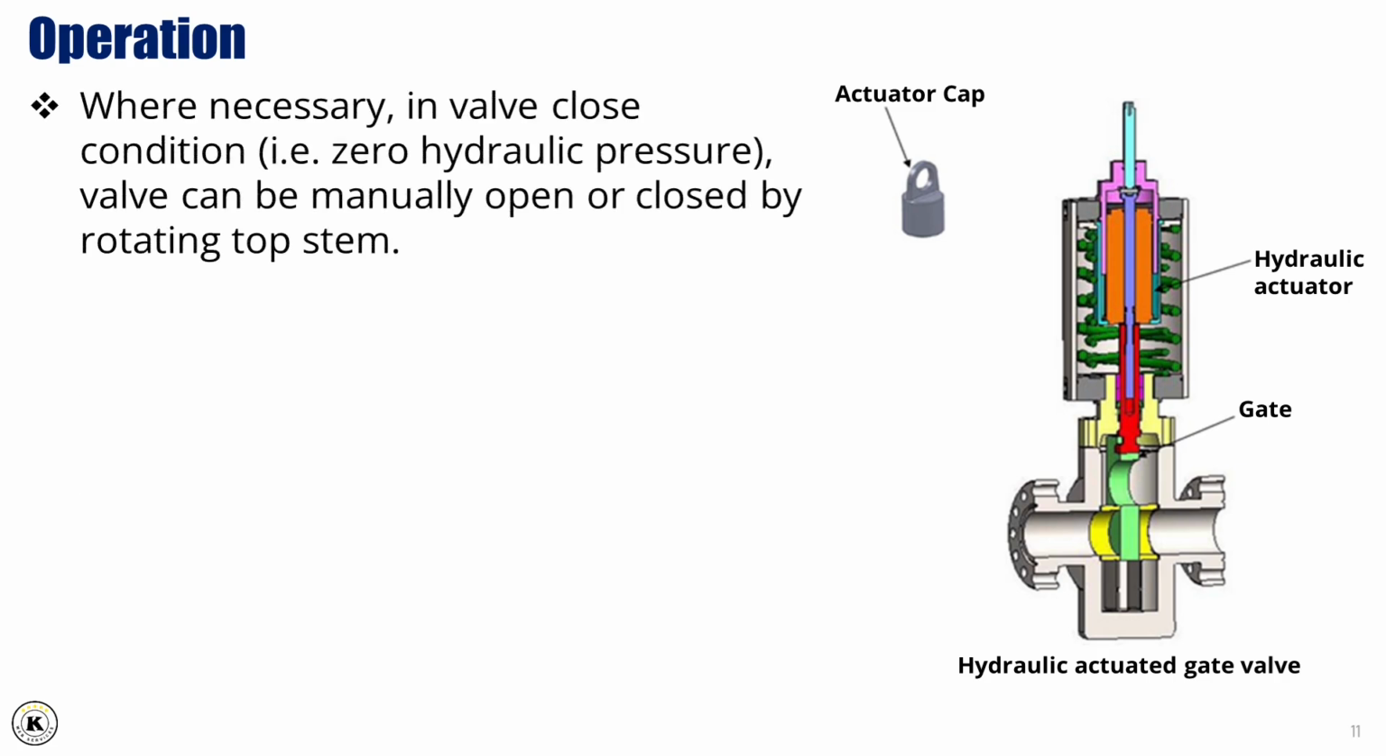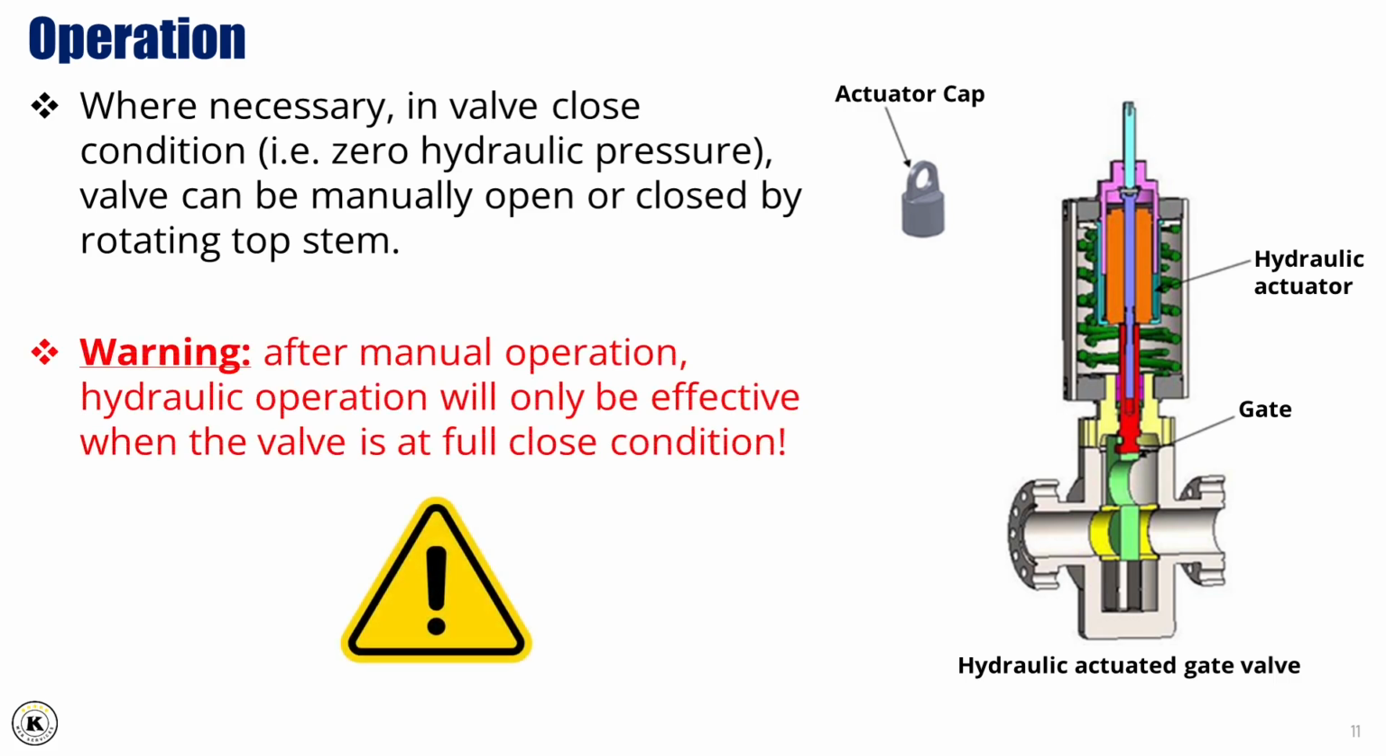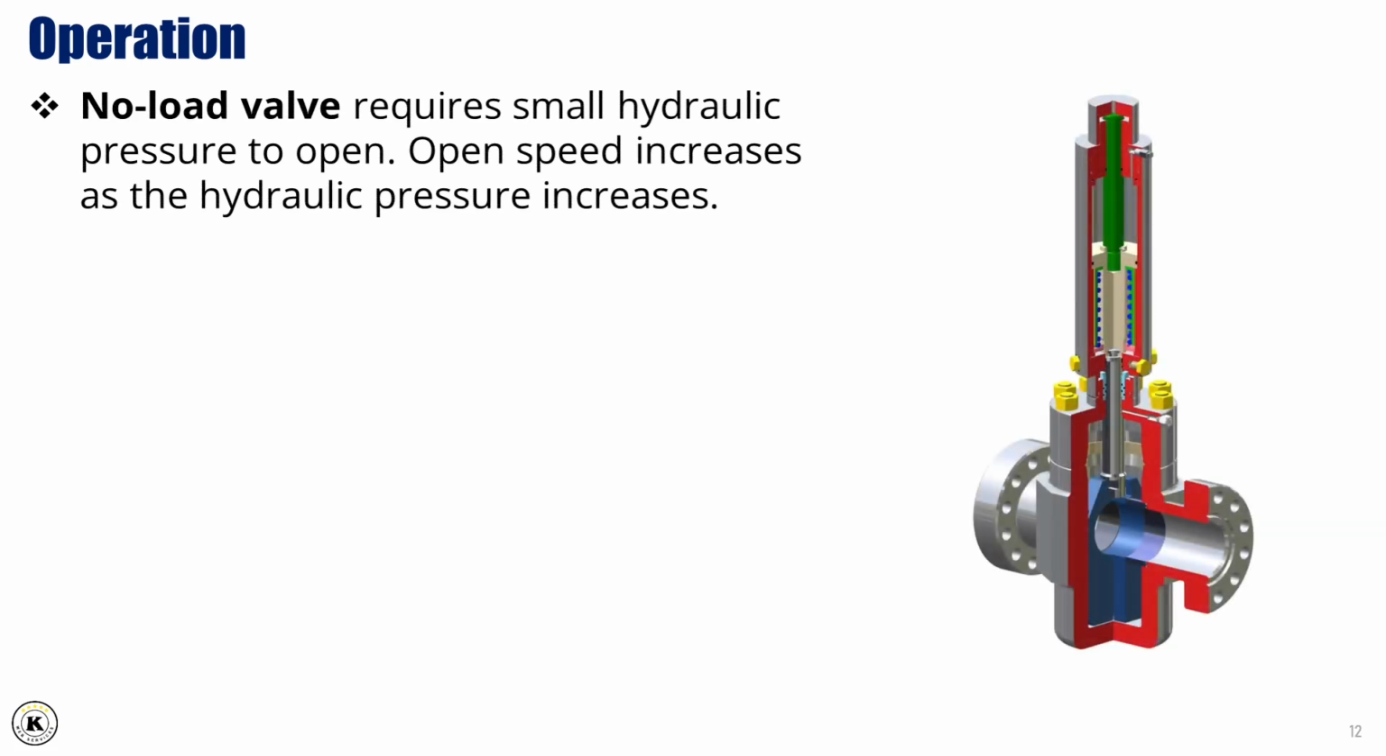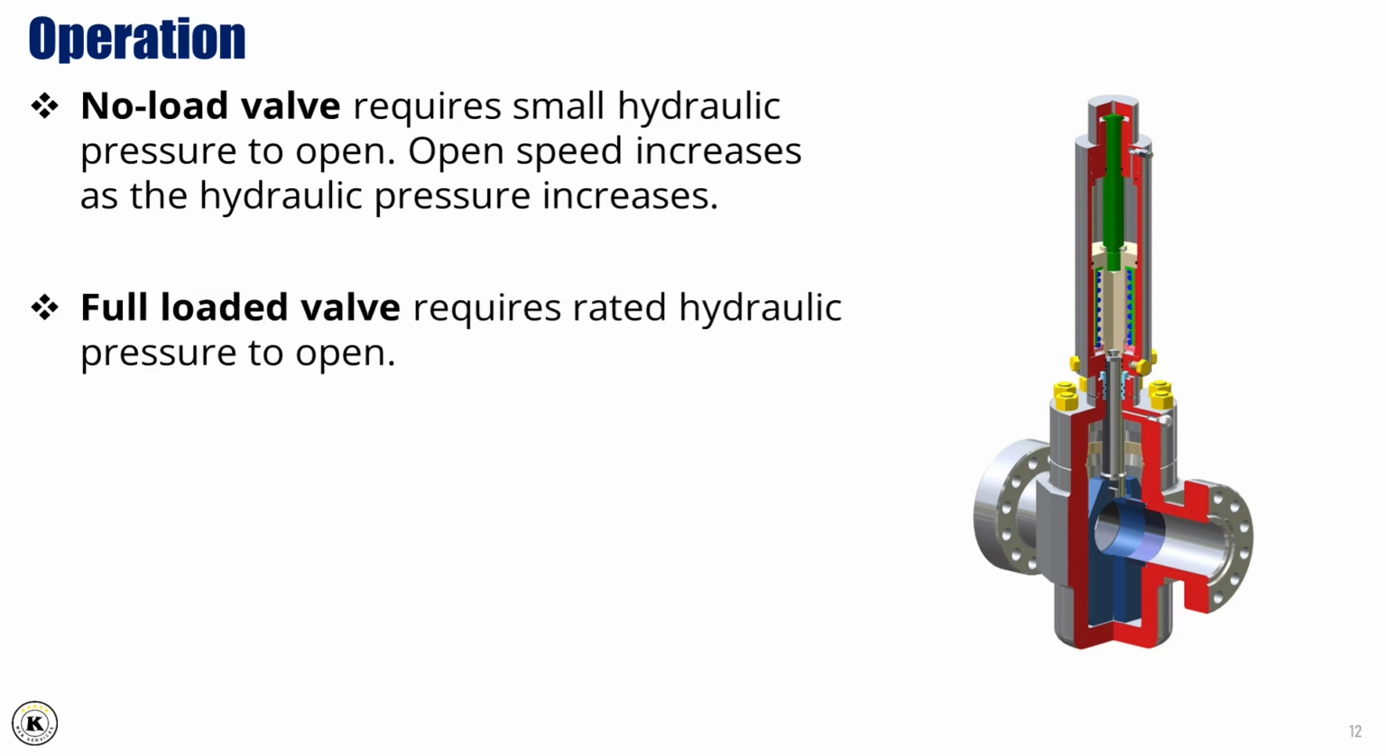Where necessary, in valve closed condition, meaning zero hydraulic pressure, valve can be manually open or closed by rotating top stem. Warning: after manual operation, hydraulic operation will only be effective when the valve is at full closed condition. No-load valve requires small hydraulic pressure to open. Open speed increases as the hydraulic pressure increases. Full-loaded valve requires rated hydraulic pressure to open.